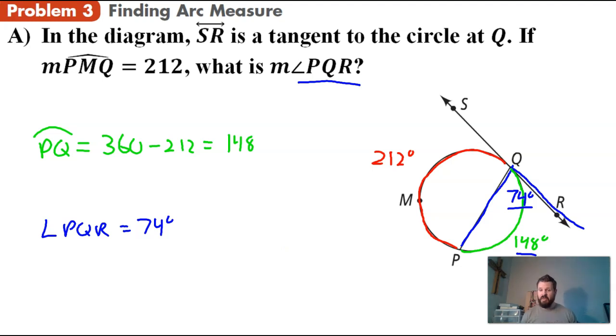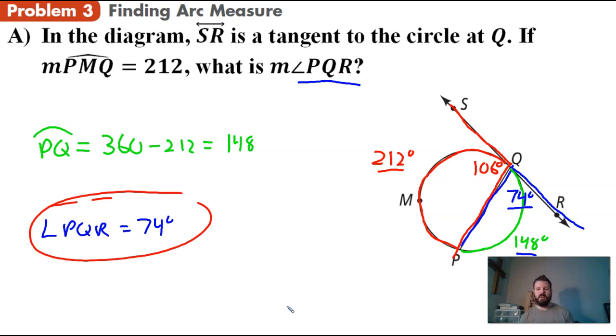Another approach I could take is right off the bat, I could divide this 212 by 2. That would give me this angle here, which would be 106 degrees. And then since I have a linear pair, I know that these two angles will be supplementary. If I go 180 minus 106, that would give me 74 as well. So a couple different ways to think about that, a couple ways to approach it.